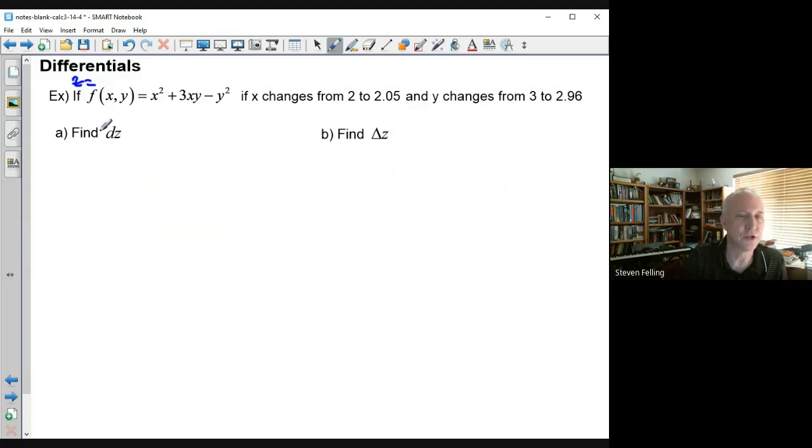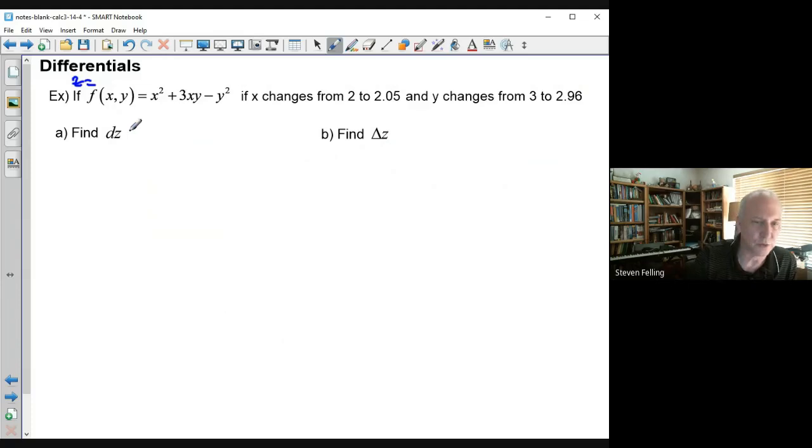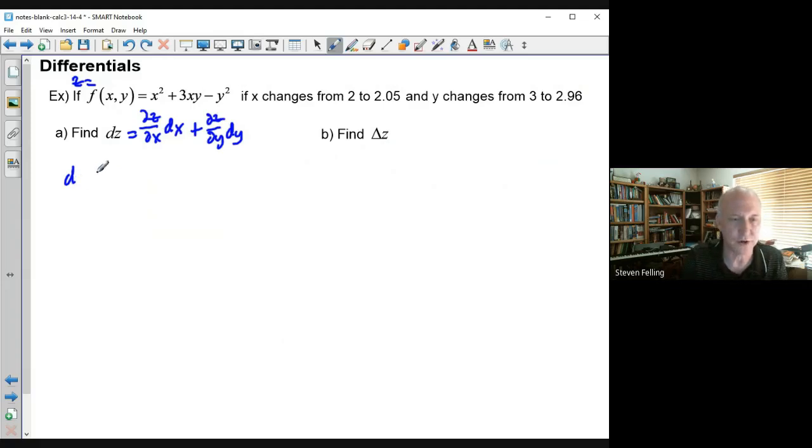Okay, so let's do the differential part first. This is the calculus one. So we know that dz is equal to, I'll use this notation, the partial derivative of z with respect to x times the differential change in x, plus the partial derivative with respect to y times the differential change in y. Okay, and so we can say, all right, this dz, well, what's the partial derivative with respect to x? Maybe we should just show that as a calculation first.